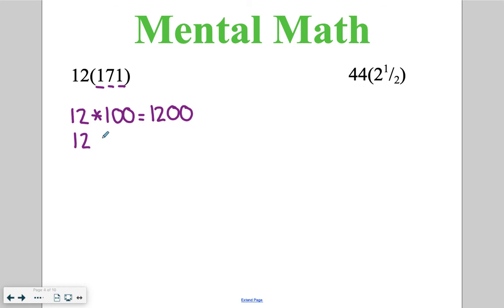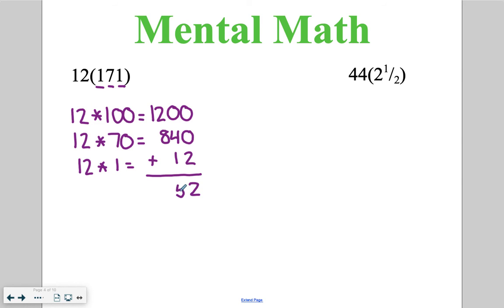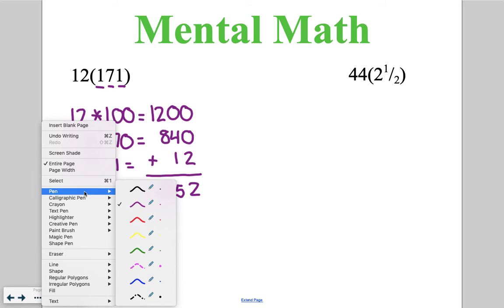Then I can break it down with the second number, which is the 7. That's in the tens place value, so I can say 12 times 70, which is going to give me 840. And then I can break down the last piece and say 12 times 1, because 1 is in the ones place, and that's going to give me 12. Then you simply need to add up those numbers because 100 plus 70 plus 1 is 171. And when you add that up, you are going to end up with 2,052.